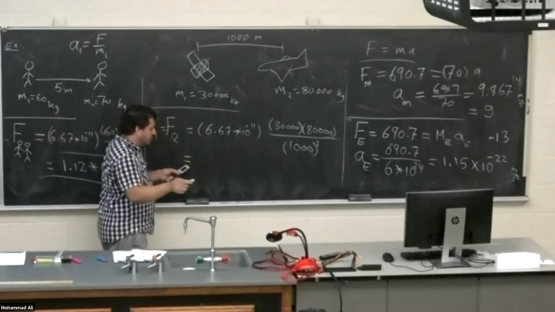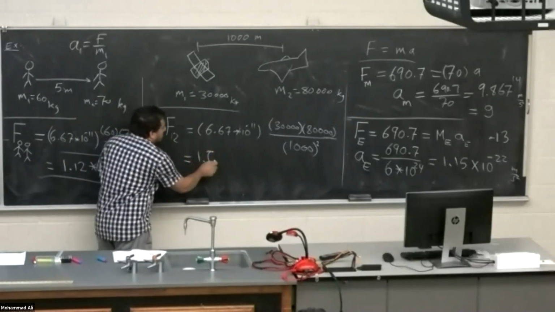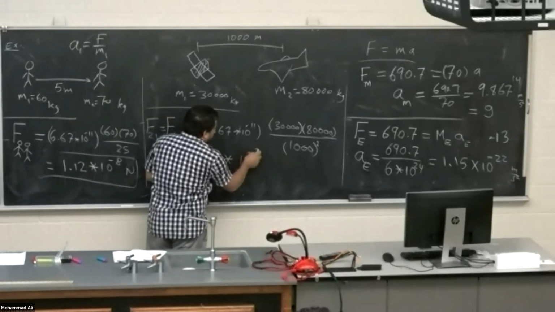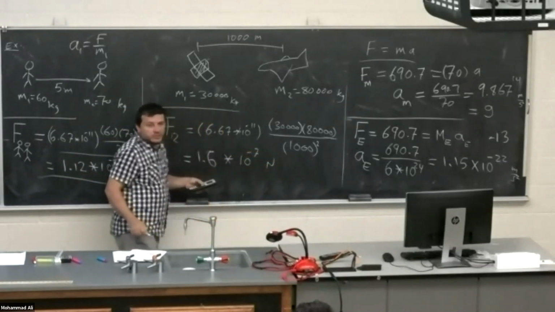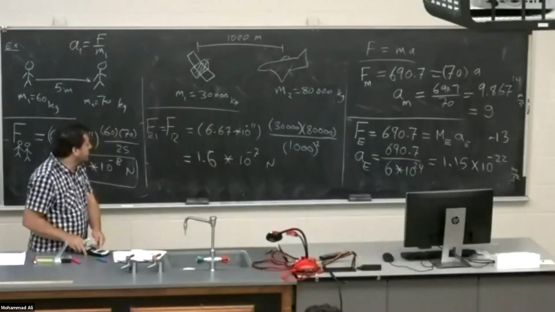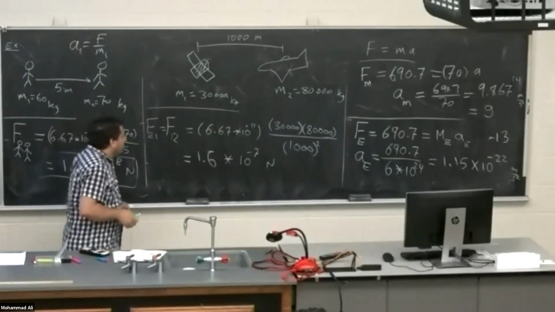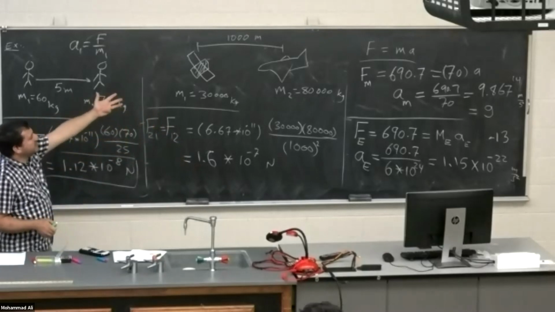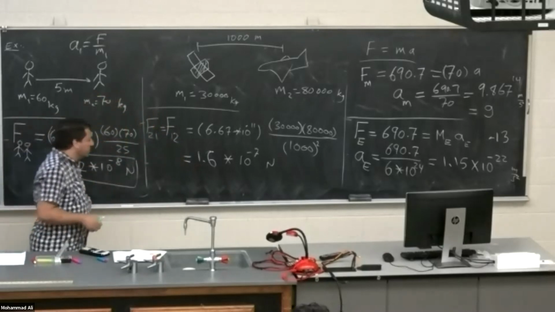Did you do that? Is it 1.6 multiplied by 10 to the negative 7 newtons? Right? Thank you. Okay, it is small also. We have big masses. We have distance 1,000, but it is small.